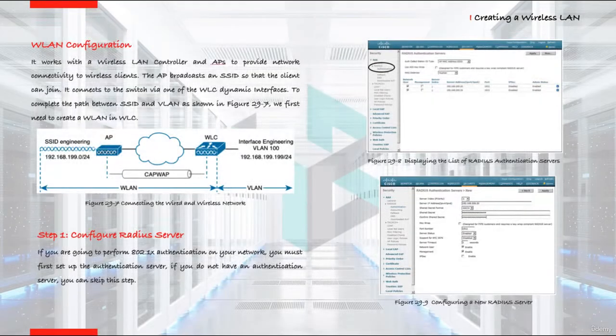Then we will make a wireless LAN configuration. We will configure the wireless LAN so that our users who connect to the access point can access the wired network. We will connect our switch-side networks, that is, our wired networks, with the access point via the wireless LAN controller.